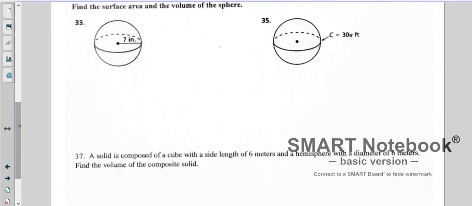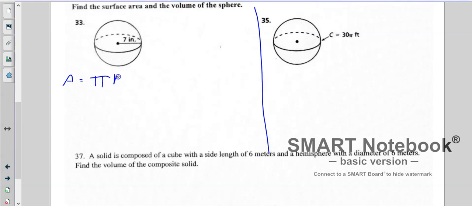All right, this time we're finding the surface area and the volume of the sphere. Twice, so we're doing volume and surface area for both of them. Area is kind of interesting with the sphere. It's just pi r squared, which is the area of a circle, but times 4. That's it. So area is 4 pi 7 squared, which is 49. 49 times 4 is 196 pi, or 615.8. Again, surface area is square inches.